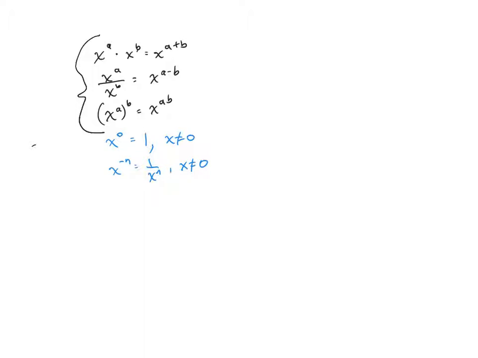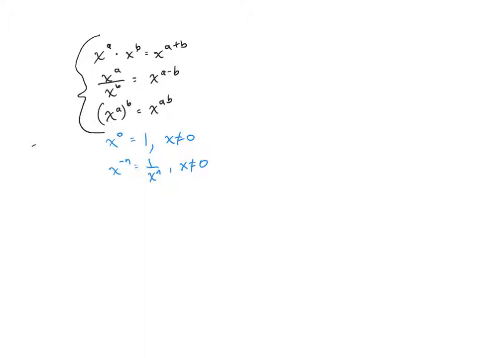When you multiply things that have the same base, you add the exponents. When you divide things that have the same base, you subtract the exponents. And when you raise a base that's to a power to another power, you multiply those exponents, always keeping the bases the same. These two rules that are in blue, though, I want to talk really briefly about where they come from.